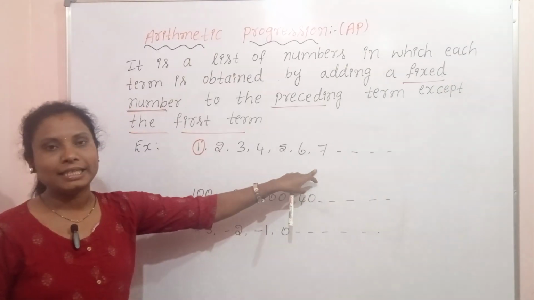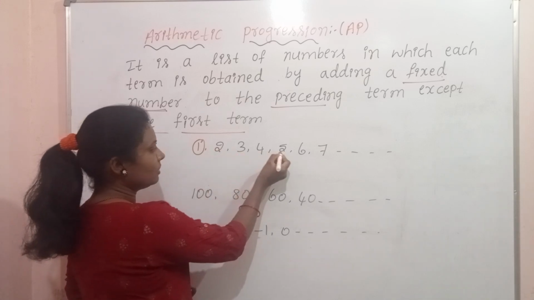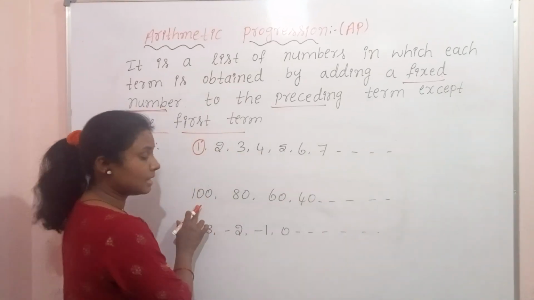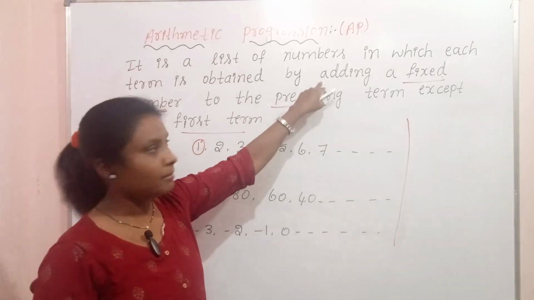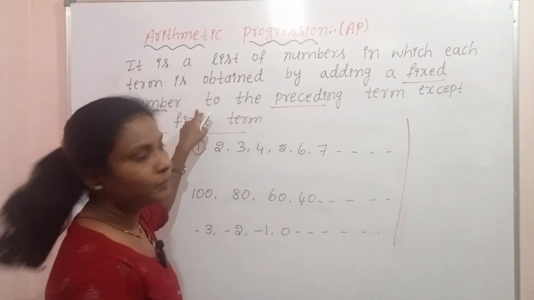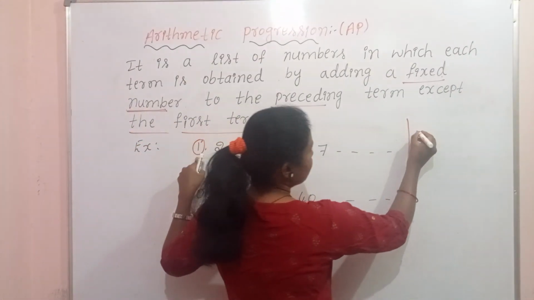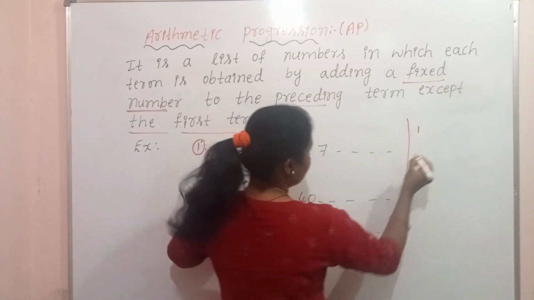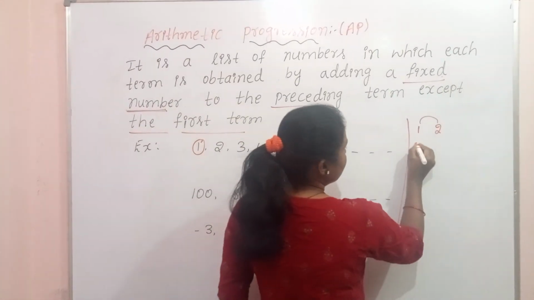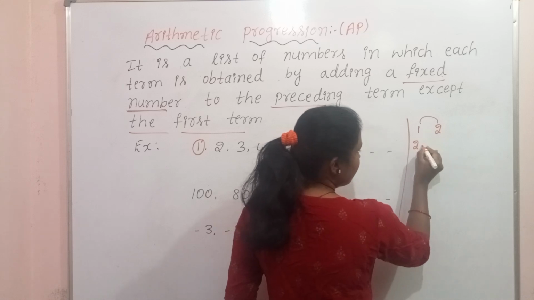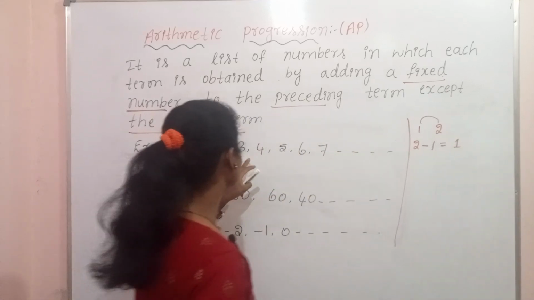Each number we call a term here. So this is the first term, second term, third term, fourth, fifth, sixth, seventh, like that. Here the first term is 100, second is 80. An arithmetic progression is obtained by adding a fixed number to the preceding term except the first term. How is it? What is the first term here? It is 1. Second term is 2. We have to find their difference. Second number minus first number: 2 minus 1, you will get 1.